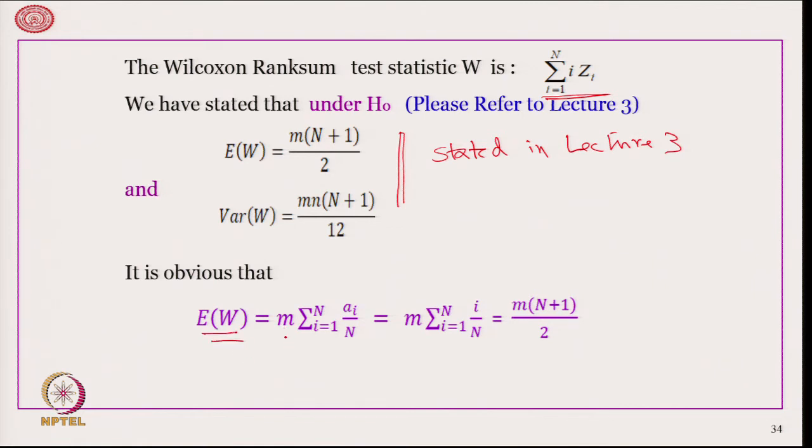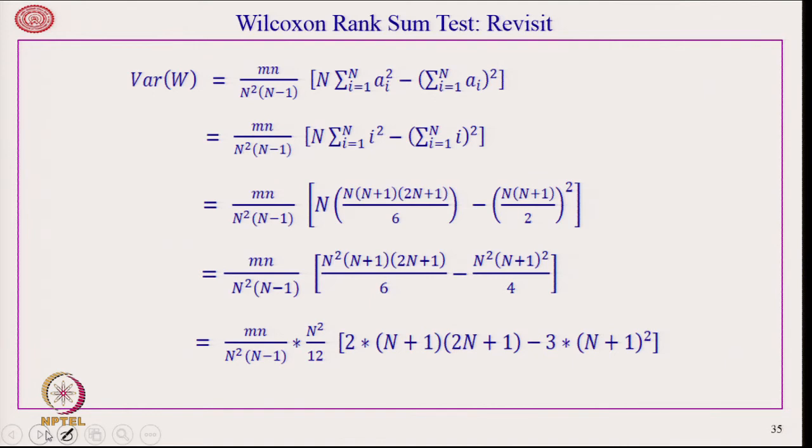Expected value of W is equal to m times Σ_{i=1}^{N} a_i upon N. This we have just found out. Now, replace a_i with i, because that is the value of a_i in this summation. Therefore, we can write it as m times Σ_{i=1}^{N} i upon capital N, and this is equal to, if I write one step further, m upon capital N into N(N plus 1)/2. N gets cancelled and therefore, we get the result. In a similar way, what is going to be the variance? Now, the variance of W is equal to this term that we have already calculated. Now, let us put the value of a_i.